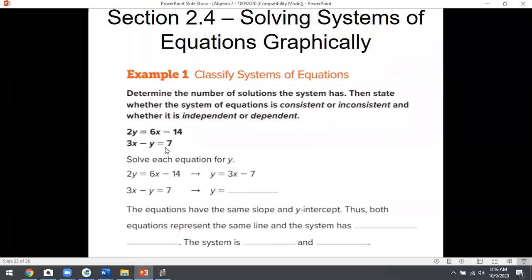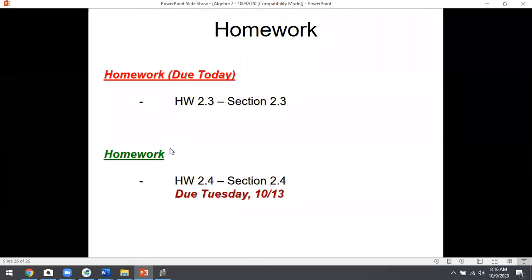So nice and short little lesson today. I won't make you look at any of these examples since we already did some. And that's it. So you got 20 minutes left. That's pretty sweet. You can either finish up 2.3 or begin working on 2.4.